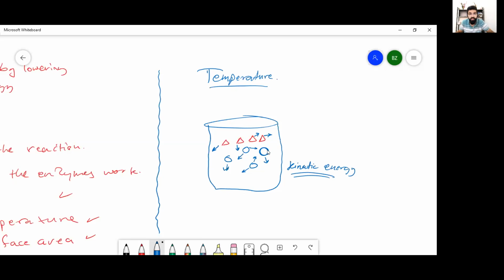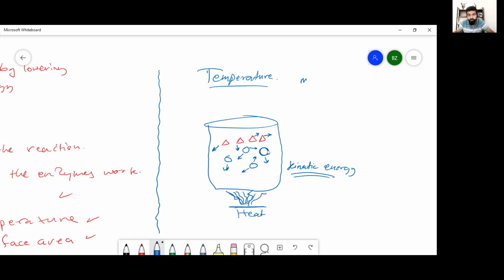The kinetic energy is the movement energy. It allows the molecules to collide with each other. But what increases the kinetic energy? Thermal energy, yes, heat. So heat, or thermal energy, allows an increase in the kinetic energy.